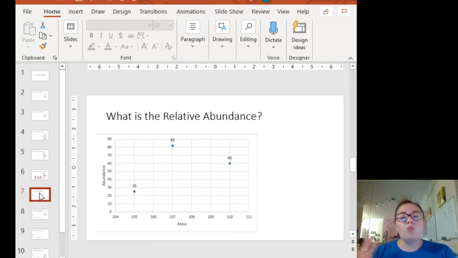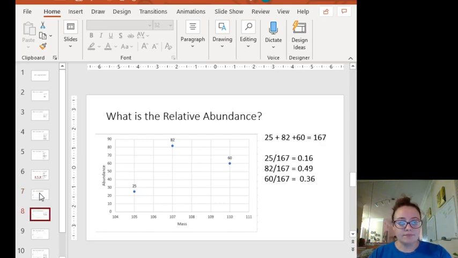So let's do this one more time. I'm going to let you pause the video and try to find the relative abundance. So we added up these three abundance values because they correspond to the numbers on the abundance, the y-axis. And then we found a total. So they divided the part by the total. And there's 3 points, so we got 3 values.